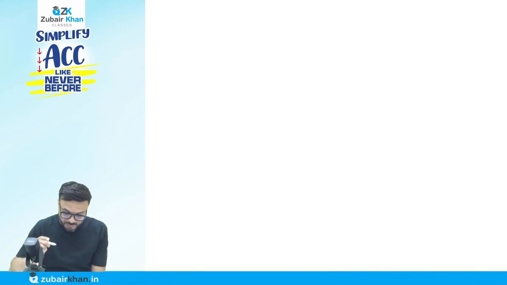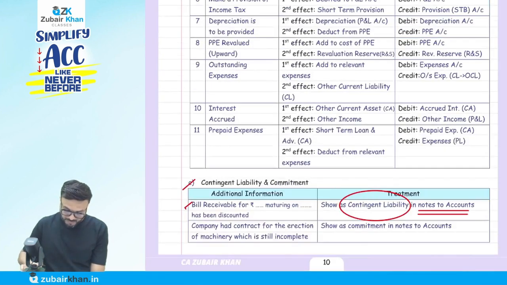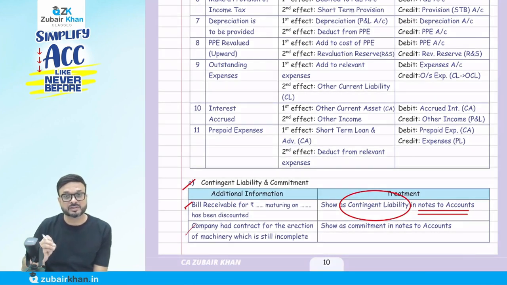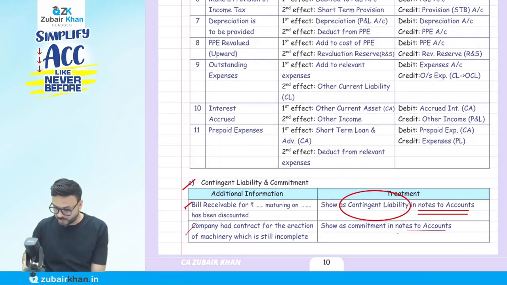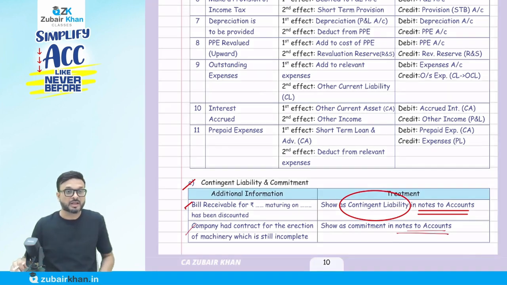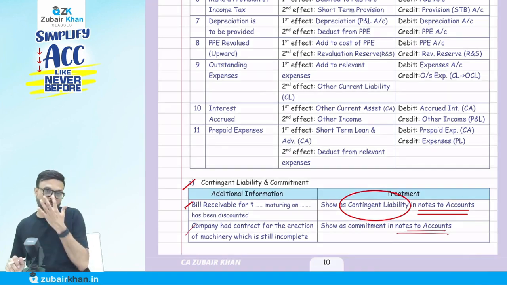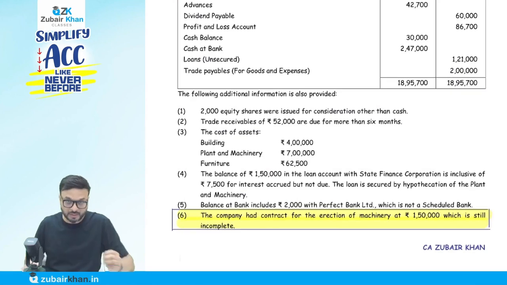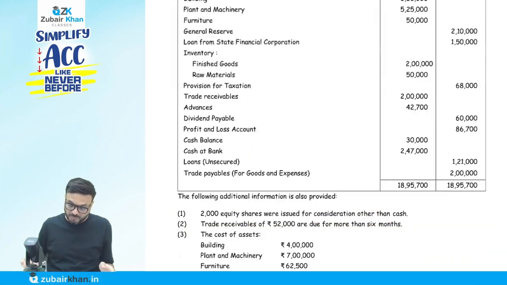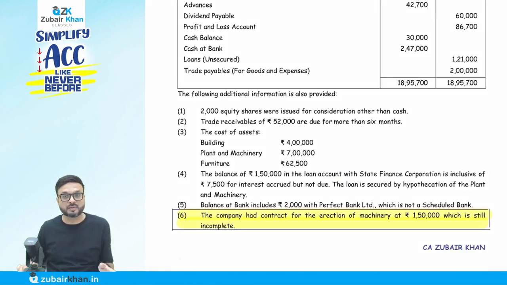If you go to the Rapid Gist book, it is mentioned somewhere. You can see Rapid Gist page number 10: the company had a contract for the erection of machinery, which is still incomplete. Show it as a commitment in notes to account. That's it. If we have a certain commitment which we have not yet done, we have to mention that. Okay, that is the only new point, nothing special here. So question number 15, all other points you are familiar with. You have to solve that.